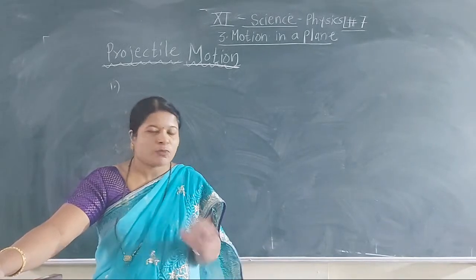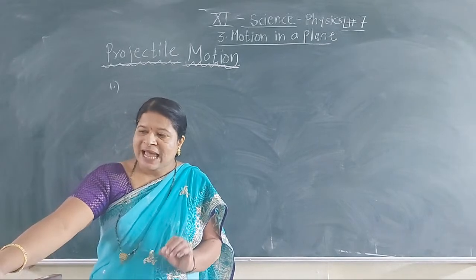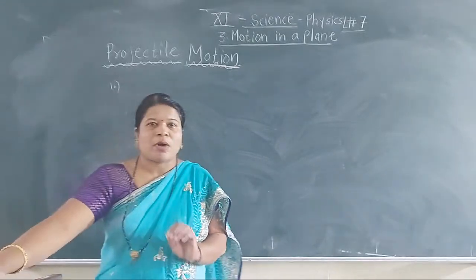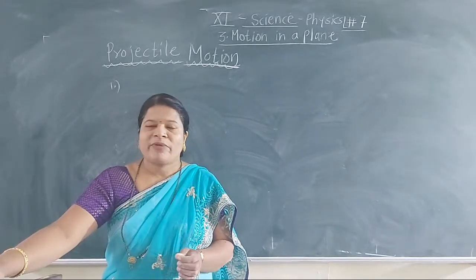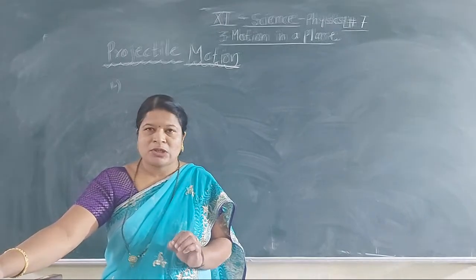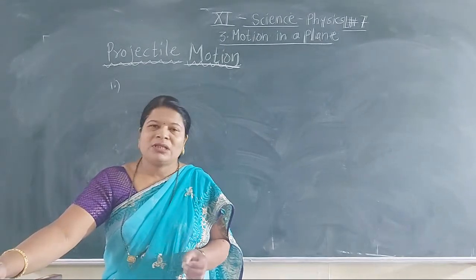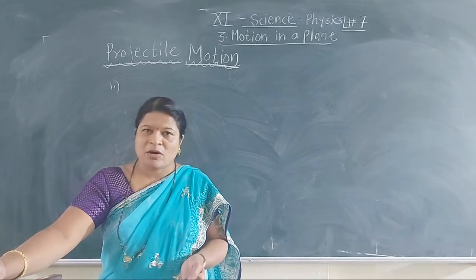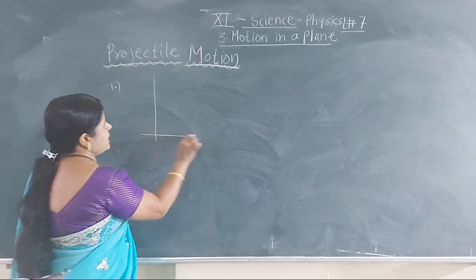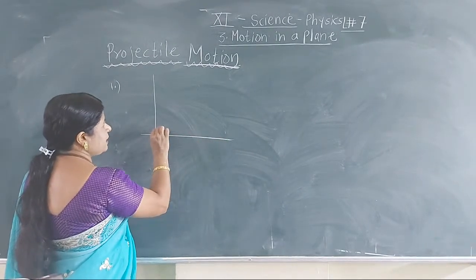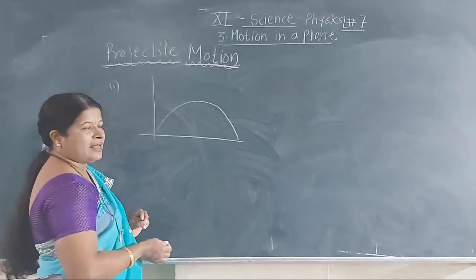Projectile has two components of velocity, one horizontal, that is along the x direction, and the other vertical, that is along the y direction. That means here we get the motion of a projectile like this.